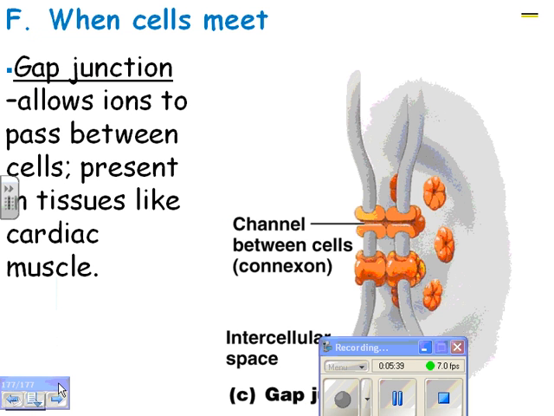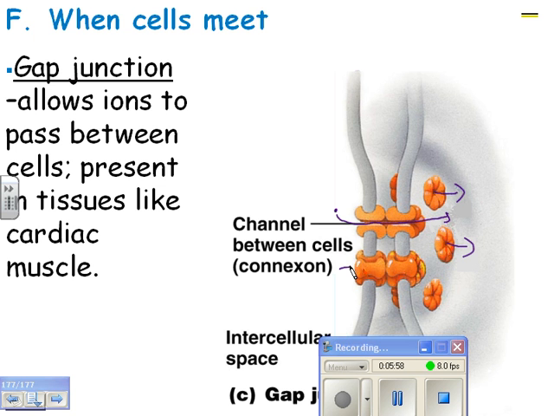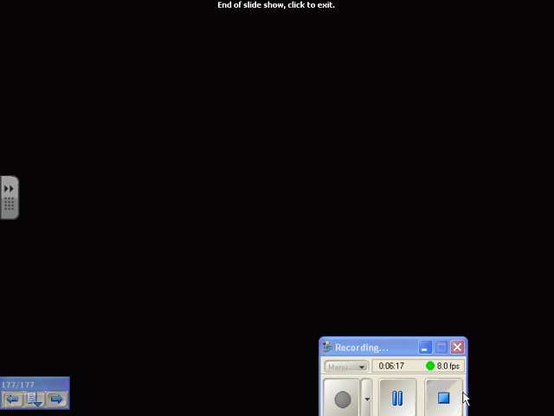Okay, the last thing we're going to do in this unit is talk about when cells meet. And so there are lots of different types of connections when cells meet. Here's one that has a channel between the cells. If you had an ion like sodium, it could actually go right through there and go to the next cell. Right through here, right through here, like this. These are called gap junctions. They allow ions to pass between cells. They're present in tissues like cardiac tissue because if one cell is excited, you want it to be able to pass its electricity to the next cell. And so that's how that works. And that is the end of my story.